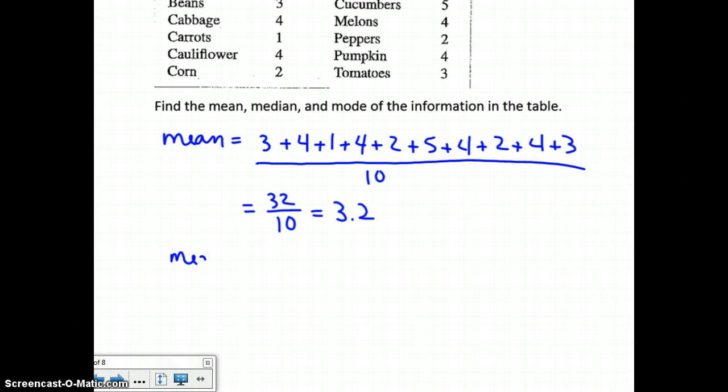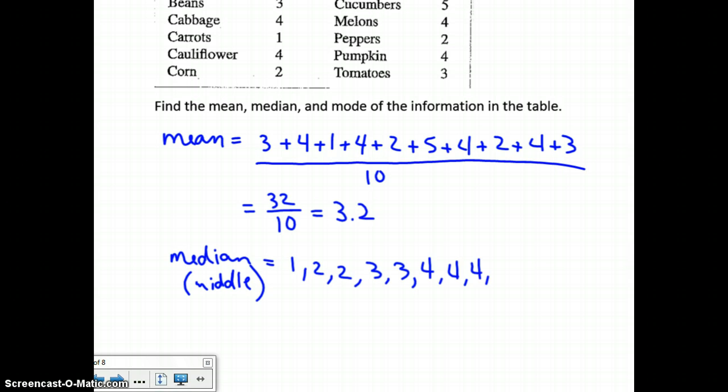The median is, again, the middle number. We have to list the data from least to greatest or greatest to least. And that's going to look like 1, 2, 2, 3, 3. We have 4 fours. There are 10 pieces of data, so you just want to double check and make sure you have all 10 listed.